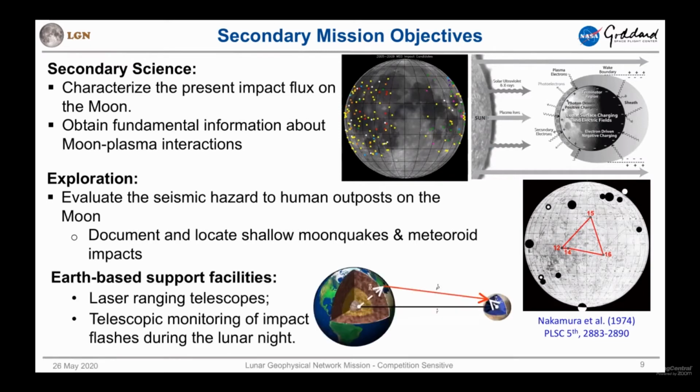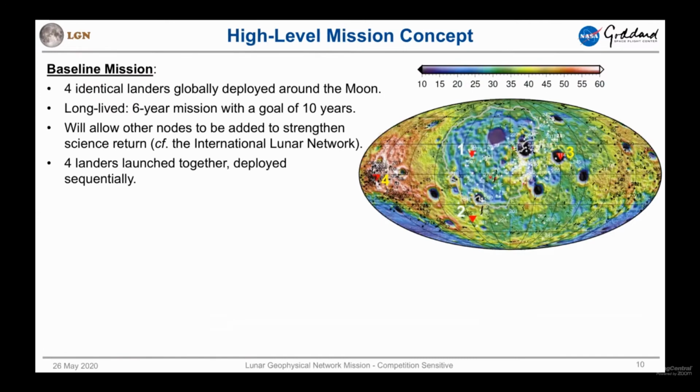There will be Earth-based support facilities such as laser ranging telescopes, and then telescopic monitoring of impact flashes during the week. We have these seismic sources to investigate the interior, as well as achieving our secondary science goal there of characterizing the present impact flux on the moon. So, baseline mission for identical landers globally deployed. This is long-lived. We've got a 6-year mission with a goal of 10 years. So this will actually allow other nodes, maybe short-lived nodes, to be added by various means.